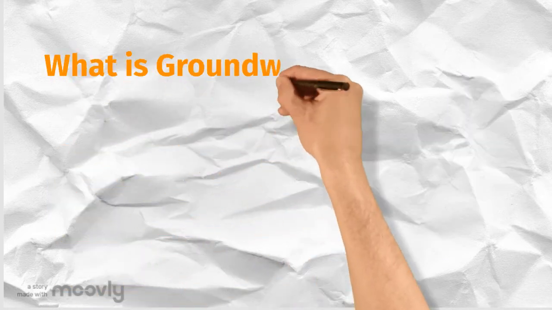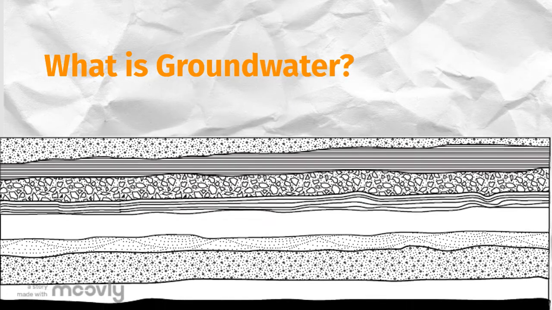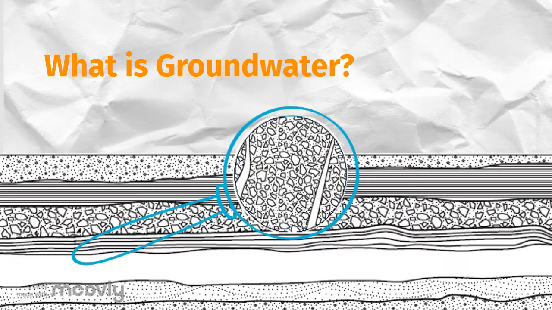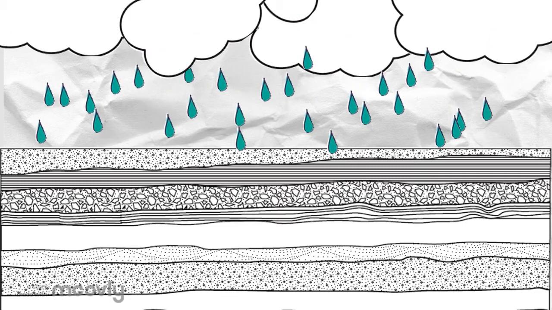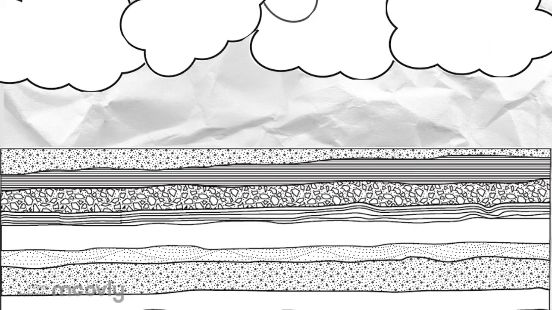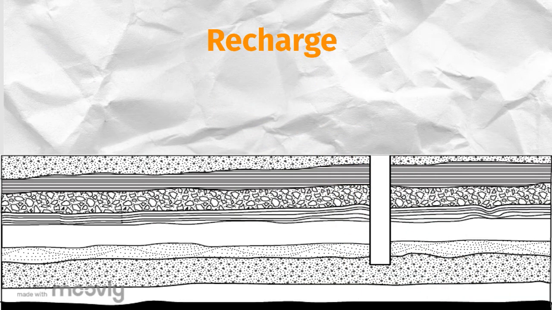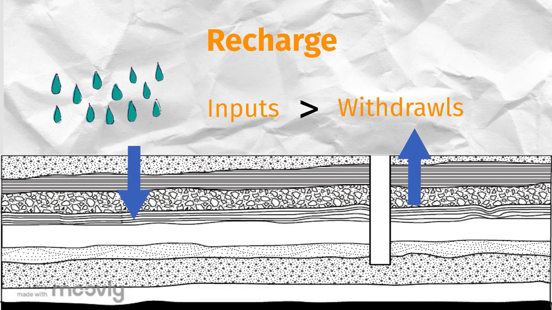So what exactly is groundwater? Well, below your feet, in the ground, water is contained in tiny gaps between the soil or in fractures in the rock. When it rains, water seeps through the soil and becomes part of the groundwater. This process is known as recharge. Understanding recharge is a good way of determining safe extraction limits from groundwater. As long as the long-term water inputs exceed the withdrawals, groundwater should be sustainable.